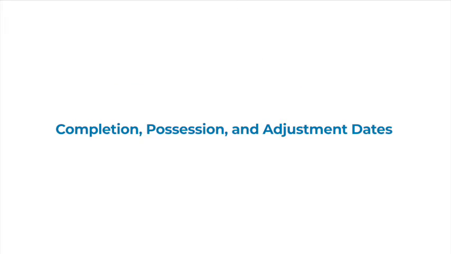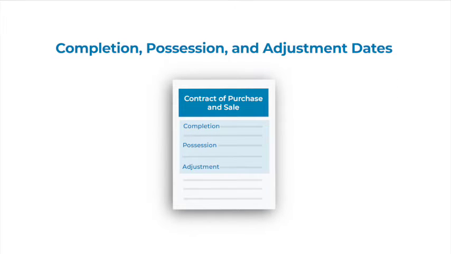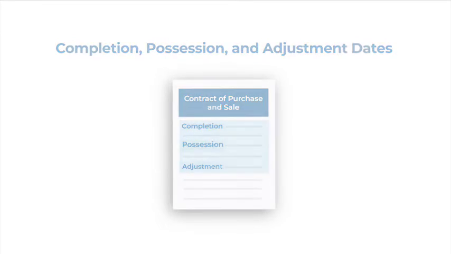Completion, possession, and adjustment dates. These sections set out the timeline for the transaction. The key dates include the completion, possession, and adjustment dates, which are agreed to by the buyer and the seller when they enter into the contract of purchase and sale residential.